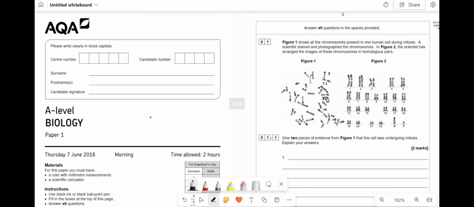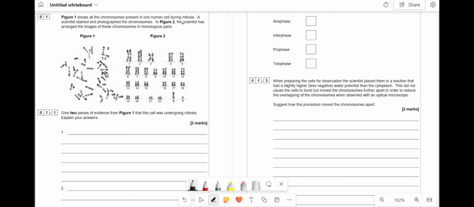Hello everybody, welcome back to another episode of the A-Level Cookbook. Today we're going to be going through the AQA A-Level Biology Paper 1 from June 2018. This is the paper that I actually did when I did my A-Levels, so it's going to be a lovely blast to the past. Figure 1 shows all the chromosomes present in a human cell during mitosis, and the scientists stained and photographed the chromosomes. In Figure 2, they've arranged their images of these in homologous pairs.